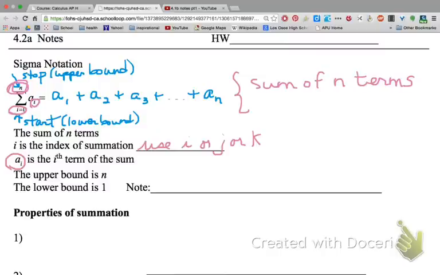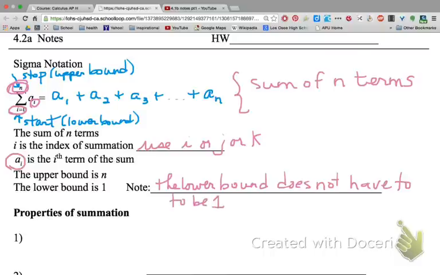And note that we don't have to start at 1. We could start at 7 if we wanted and go to the 12th term. But typically, we start at 1. That's just if we're trying to be tricky. You know I would never trick you, right? But, of course, it does have to be a whole number. Can't be negative. Can't be a fraction or a decimal.